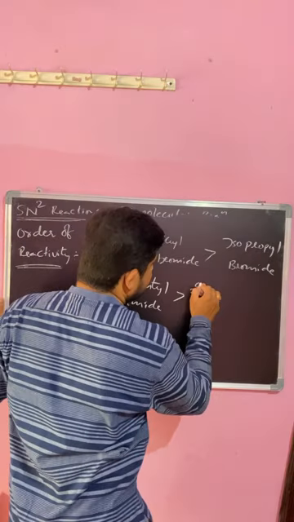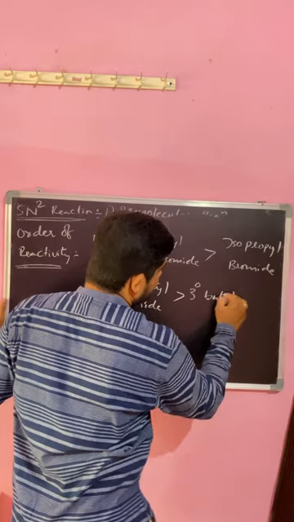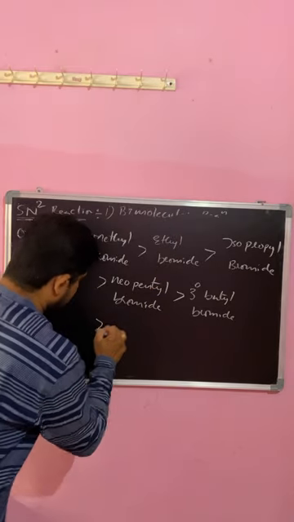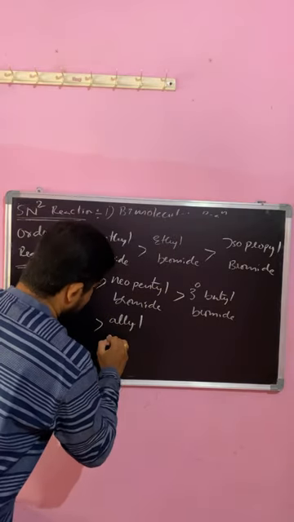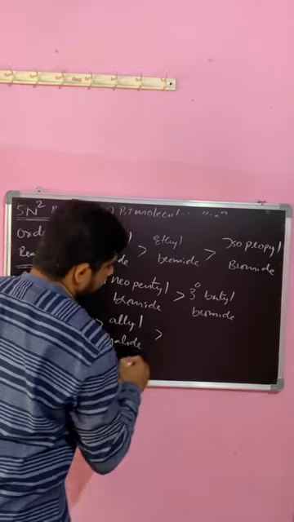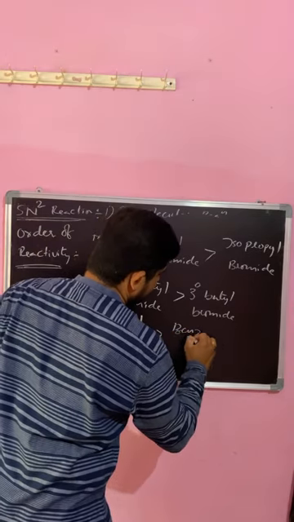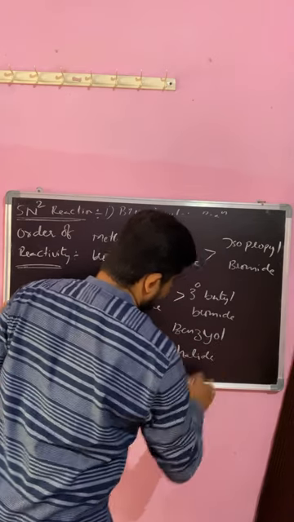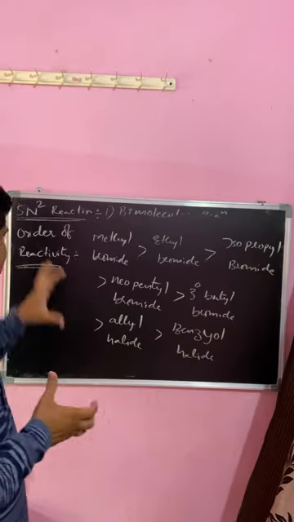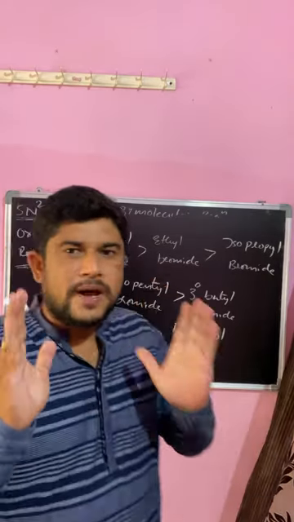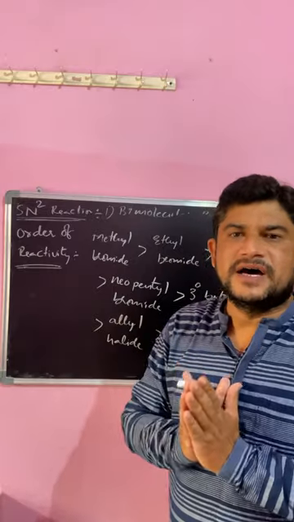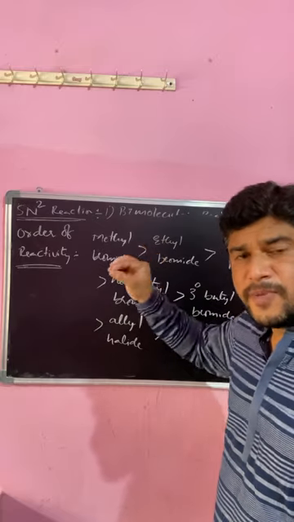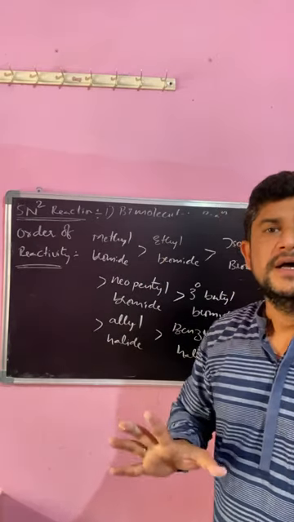After that tertiary butyl bromide, after that allyl halide, after that benzyl halide. So this is the reactivity order in the case of the SN2 reaction. The primary alkyl halides readily participate in the SN2 reaction. Methyl bromide, ethyl bromide, these types of alkyl halides readily participate in the SN2 reaction.